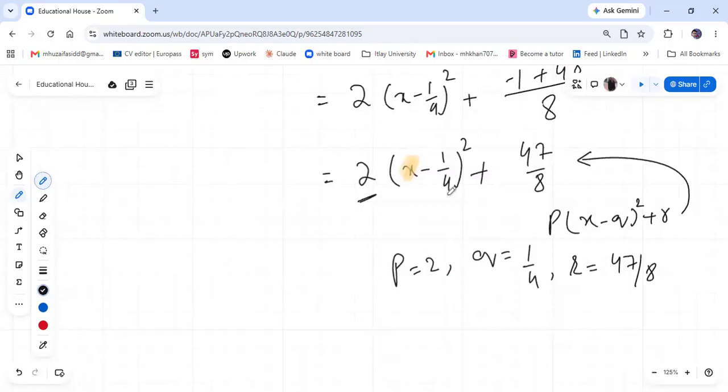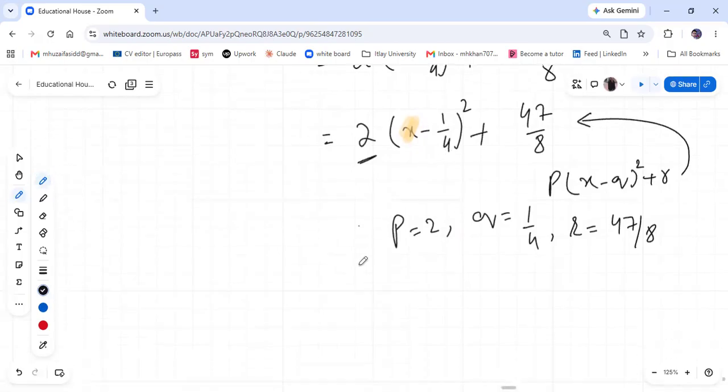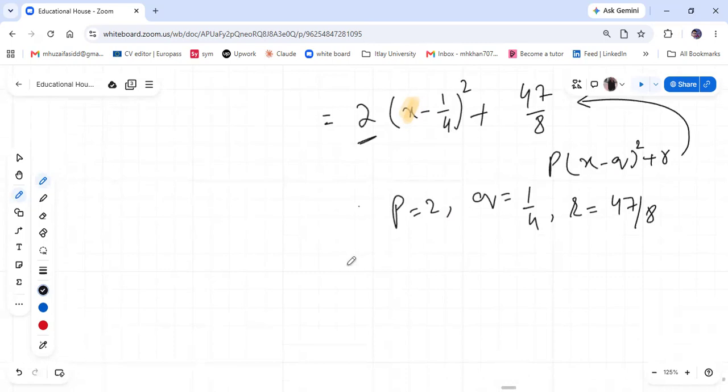So can I write this? If I take this equation, this is 2 into (x minus 1 over 4) squared plus 47 by 8. So this is the second part of the same question. Basically, we are being asked about the value of x.